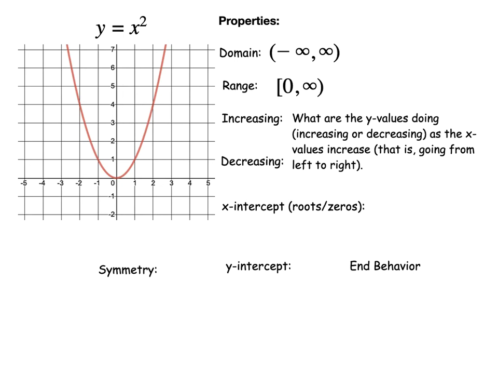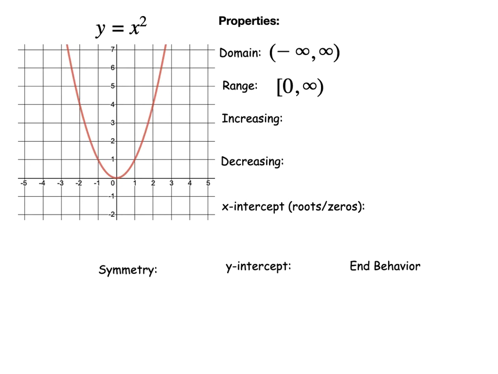So what is this graph doing? Let me take a look from -5, -4, -3, -2, -1, 0. The y values are decreasing. But once I get to 0, the graph starts increasing, or the y values start increasing. From 0 to 1, the y values increase. From 1 to 2, the y values are increasing. So increasing is from 0 to infinity, and decreasing from negative infinity to 0.